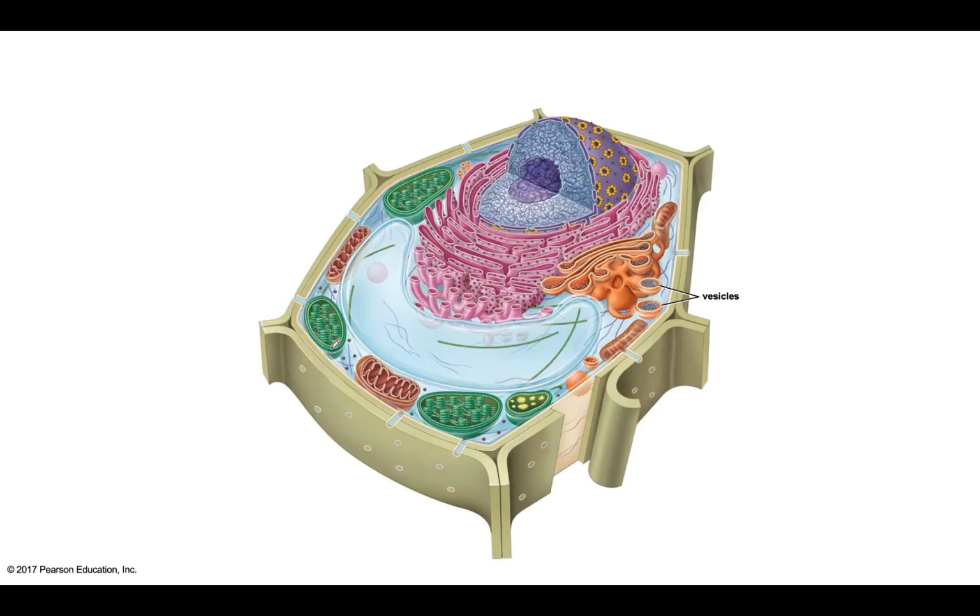This is a plant cell. How do you know? Here's the cell wall, and here's the cell membrane. Another characteristic of a plant cell is that it has a chloroplast. Animal cells do not have a chloroplast. Another characteristic of a plant cell is this: can you see this vacuole? Large vacuole. This is the space to hold water.